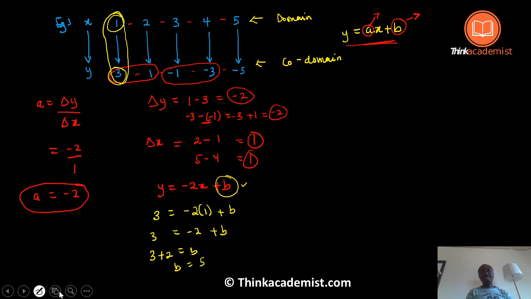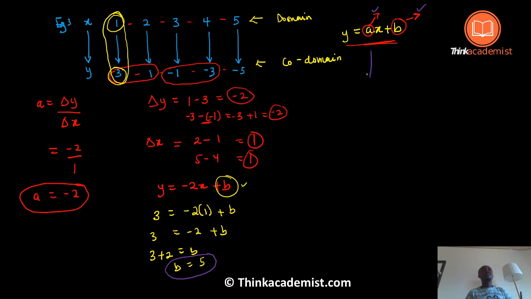So as I said earlier, the two most important values we need will be the value of A in the equation and then the value of B in the equation. We found the value of A to be -2, and we found the value of B, which is 5. We will take them and fix them back into this equation.